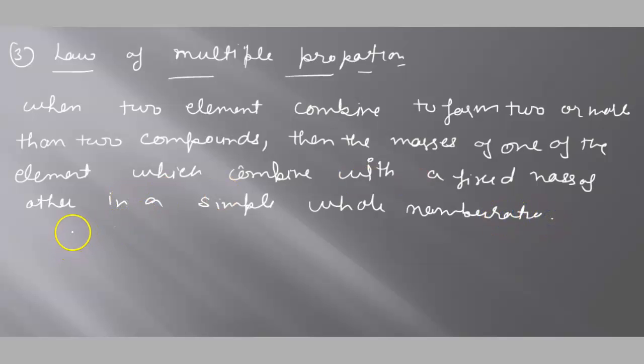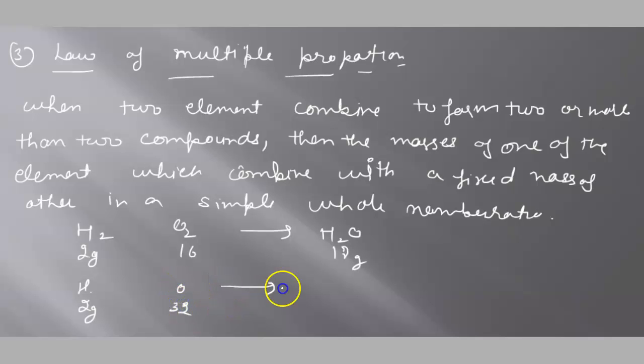For example, hydrogen is 2 grams and oxygen is 16 grams, and it gives water of 18 grams. And 2 grams of hydrogen combined with 32 grams of oxygen gives 34 grams of the compound. So here the ratio of oxygen, 16:32, is 1:2.